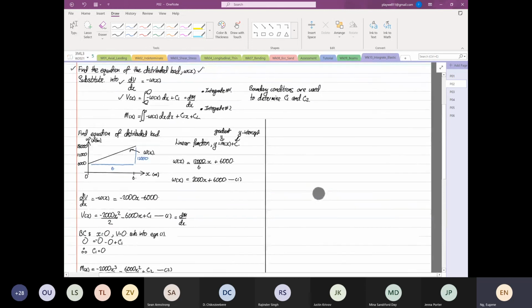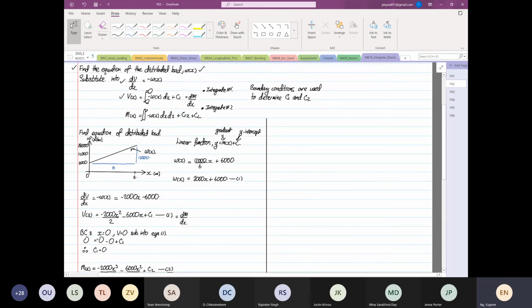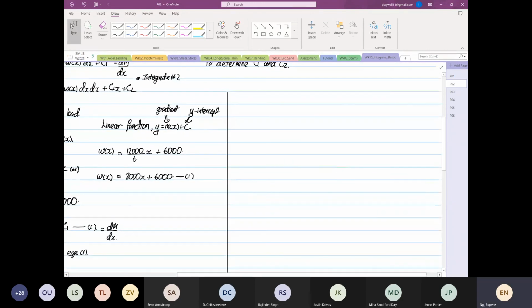Now we're going to use the other method, which is what we have learned before. Not really learned before, but there's an extra step, and it's not a difficult extra step. So we're going to use the positive shear and positive bending moment approach.